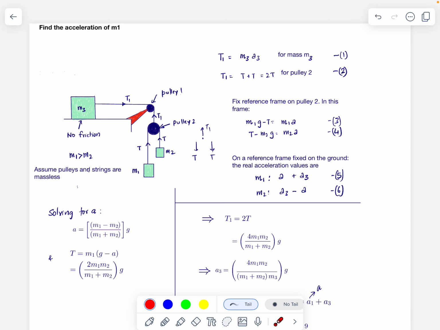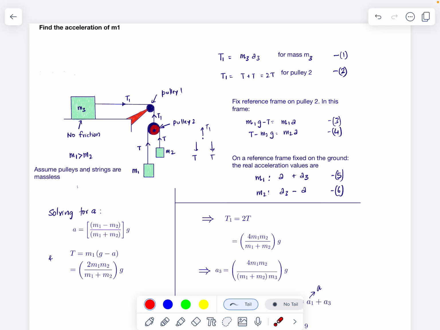So let's try to see how to solve this problem. Here T1 is the tension of the string that's pulling m3. So this is Newton's law of motion for m3, that is T1 equals m3 times a3, where a3 is the acceleration of mass m3.